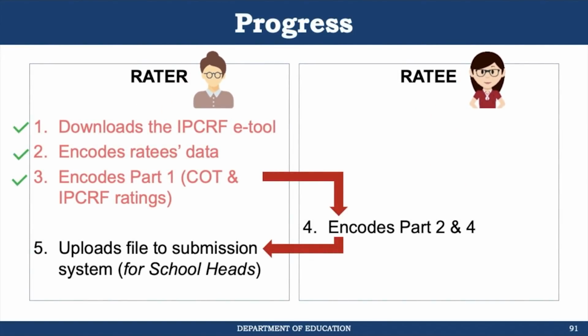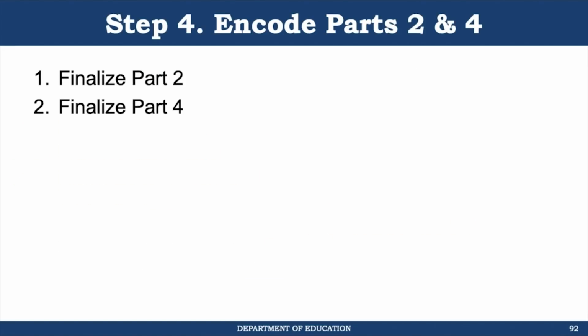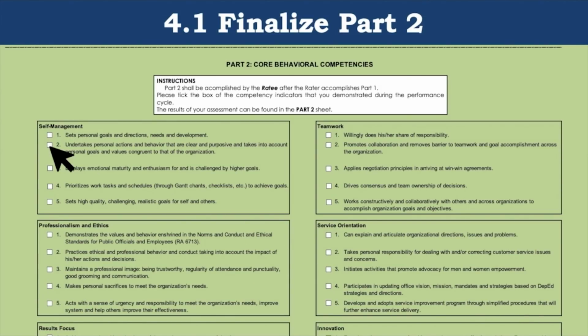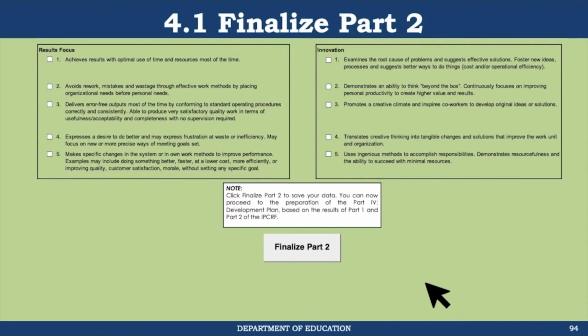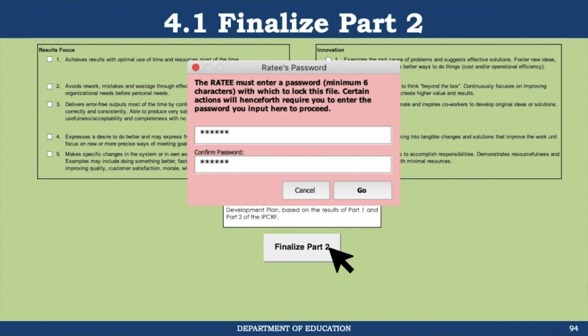So, we've completed steps 1, 2, and 3, and now let's discuss the last one, encoding of parts 2 and 4 by the Ratee. Okay, here are the steps involved. Let's begin with finalizing Part 2. Back in the Encoding tab, below the Part 1 is the Part 2 form. The Ratee only needs to tick on the boxes of the competency indicators that he or she has demonstrated during the performance cycle.